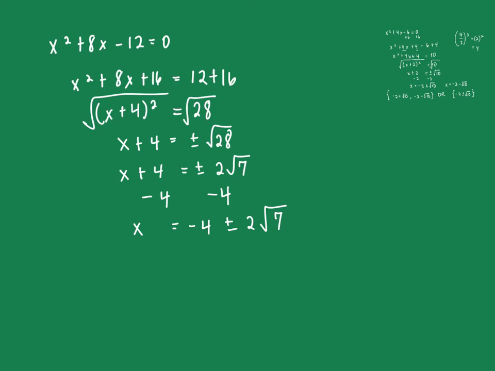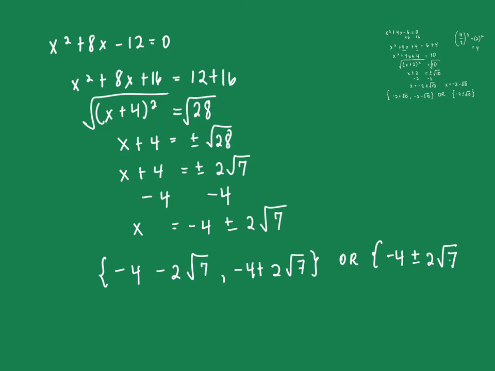So at this point, you have to write your solutions in solution set form. Write it both ways, either negative 4 minus 2 square root of 7, comma negative 4 plus 2 square root of 7, or together using the positive negative symbol, negative 4 plus minus 2 square root of 7.